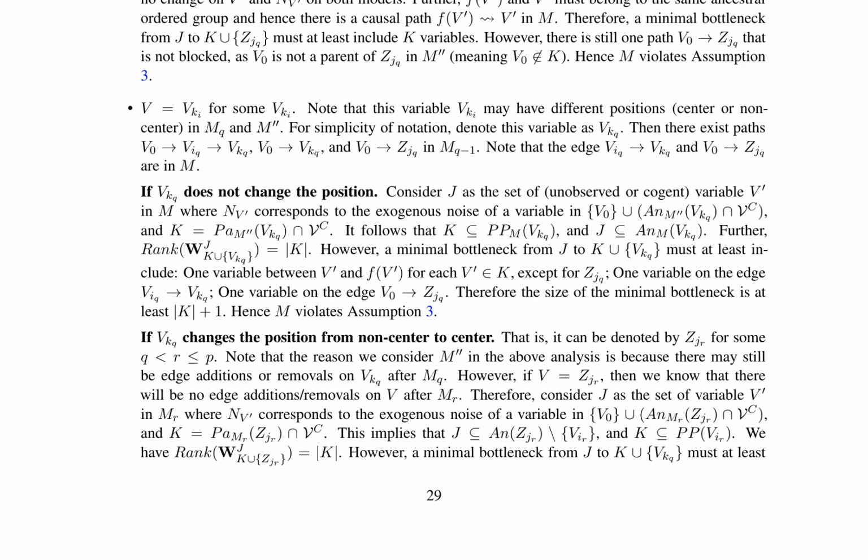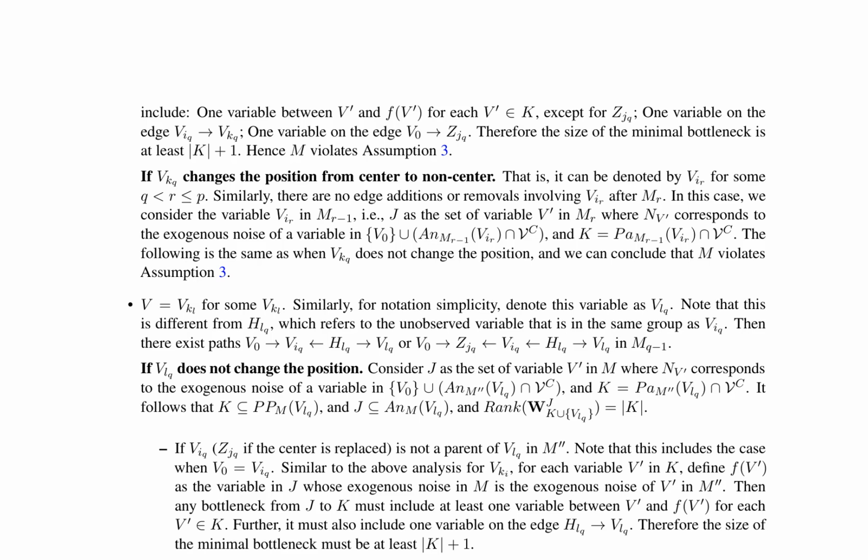The key finding is that in all cases, the addition of the edge leads to a violation of assumption 3. This is because the minimal bottleneck from J to K union V must include at least K plus 1 variables, which exceeds the rank of the matrix WJK union V. This result holds regardless of whether V changes its position in the model or not. The authors also consider the scenario where the added edge is removed, and show that this leads to a violation of assumption 3 as well.